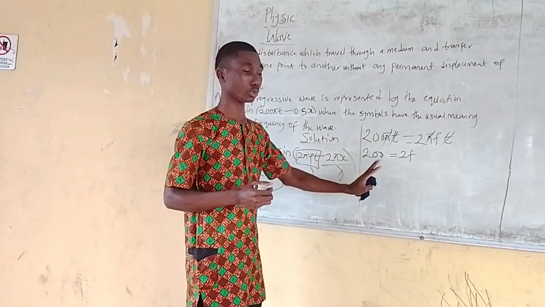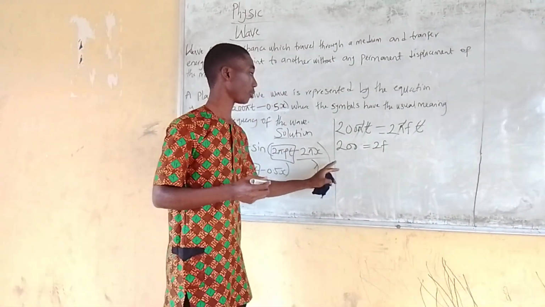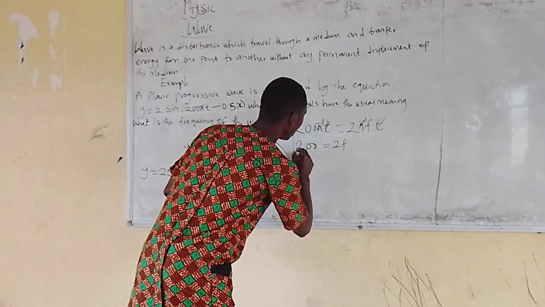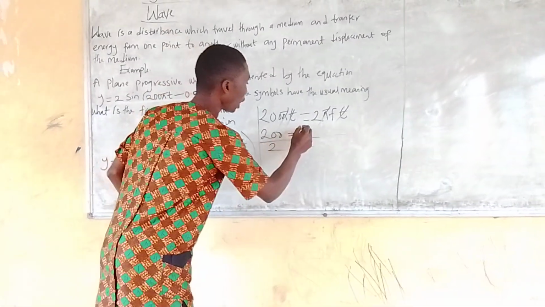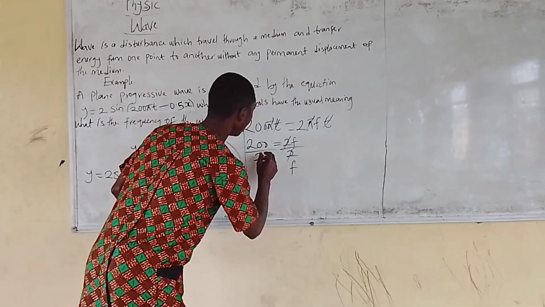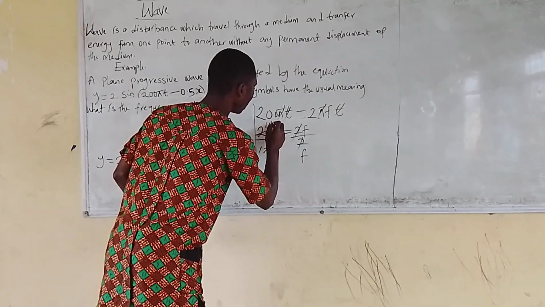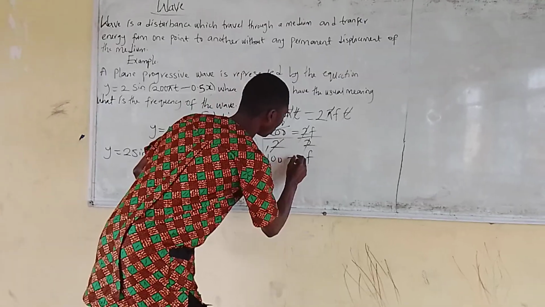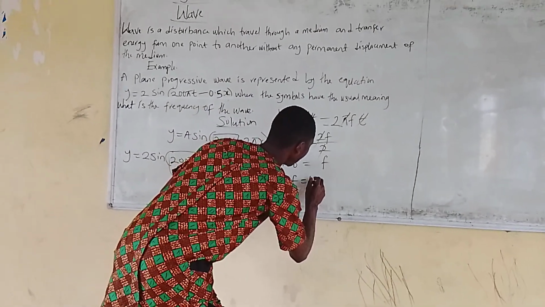This is very simple: 200 equals 2f. So we divide both sides by 2. We have 200 divided by 2 and 2f divided by 2. The 2 cancels 2, we have 1, and we are left with f. On the other side, 200 divided by 2 is 100. So we are left with 100 equals f. Therefore, f equals 100.